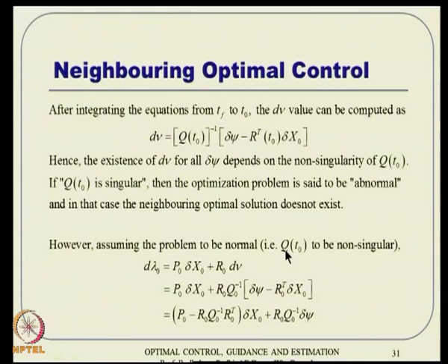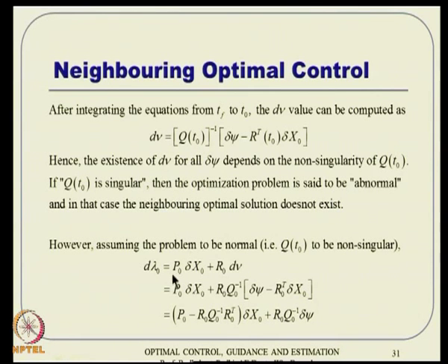Then we are ready now with the solution, and finally d nu can be computed as the initial condition value inverse sort of thing, and then d lambda 0 can be computed that way. Also, there is a small point to note here that q(t0) should not be singular, and if it happens to be singular, then this optimization problem is said to be abnormal, something wrong here. If the problem is formulated well, then q(t0) will not become singular.